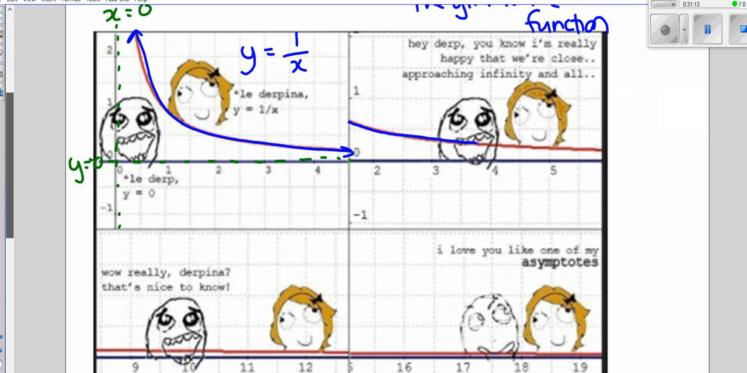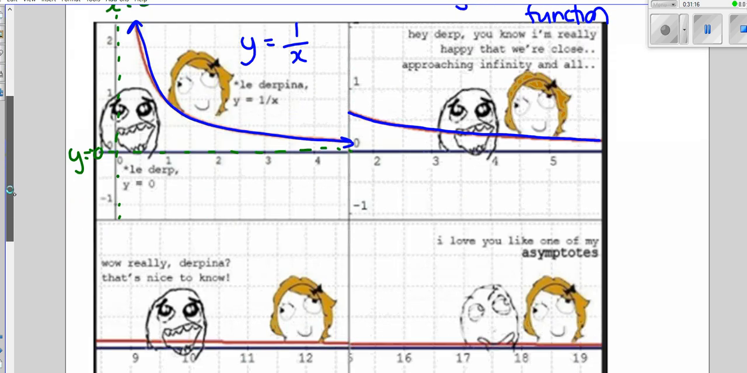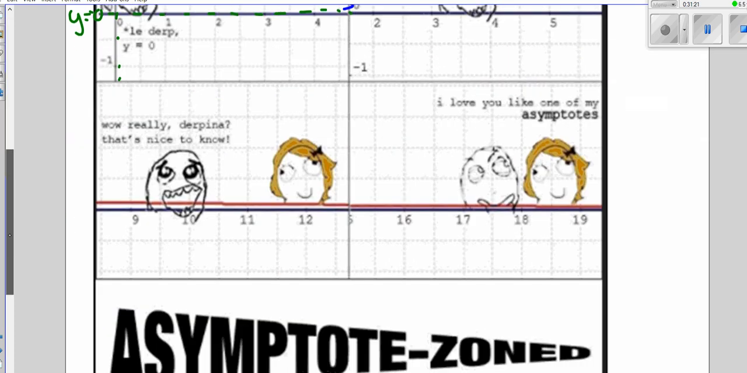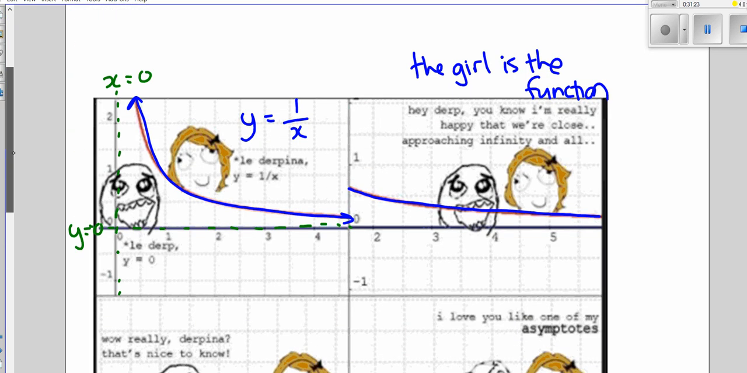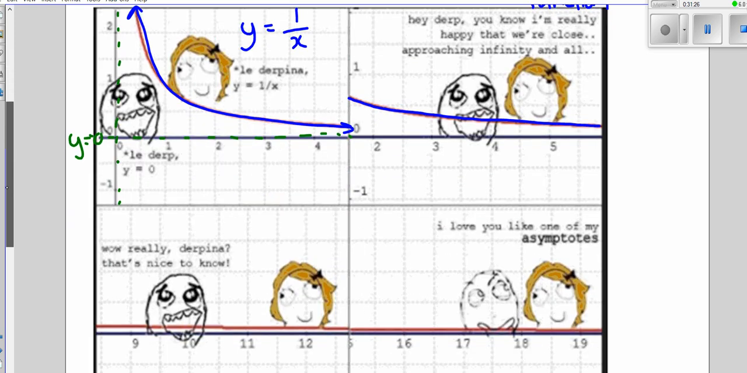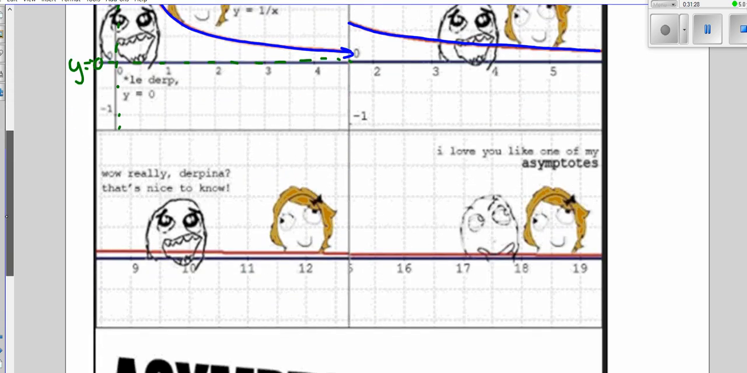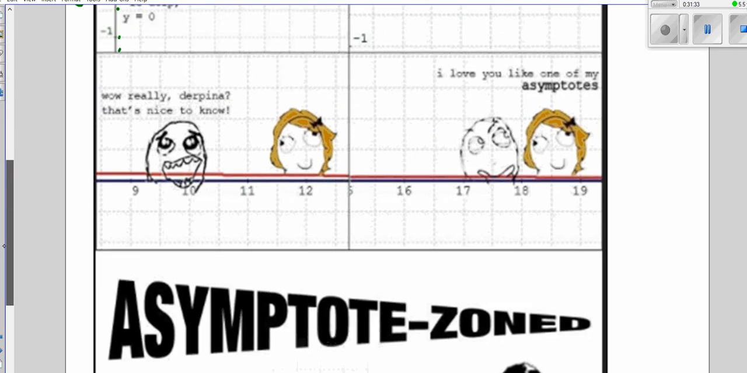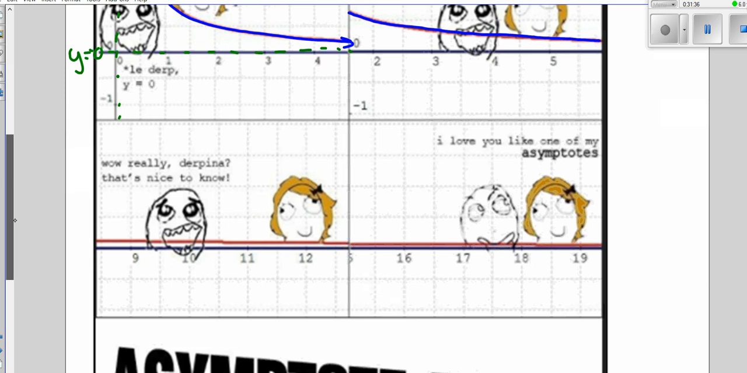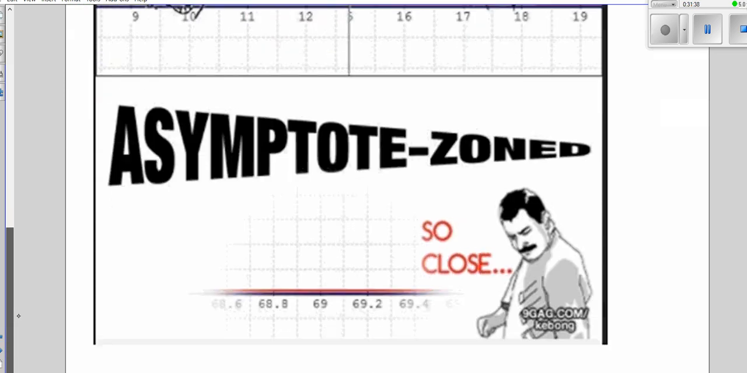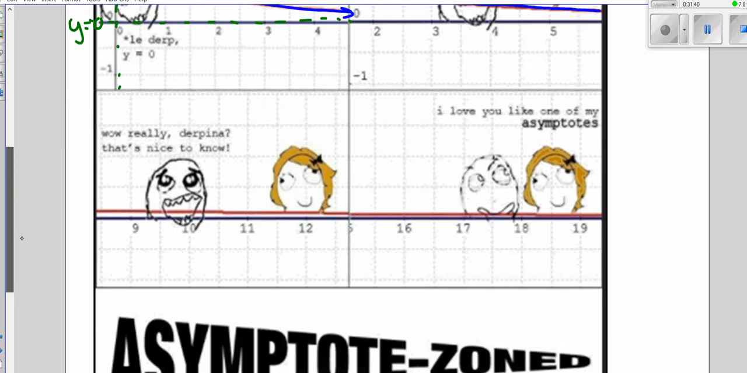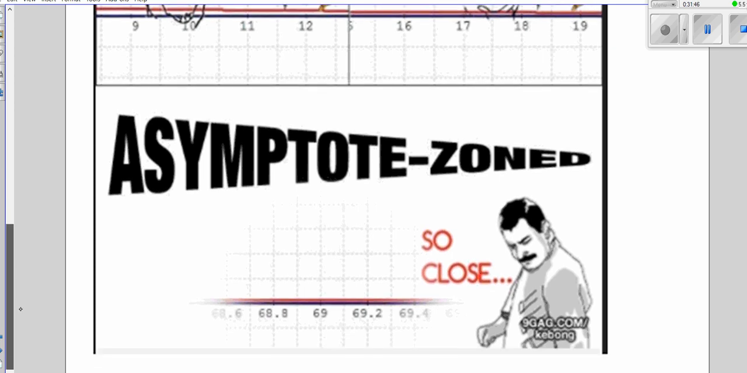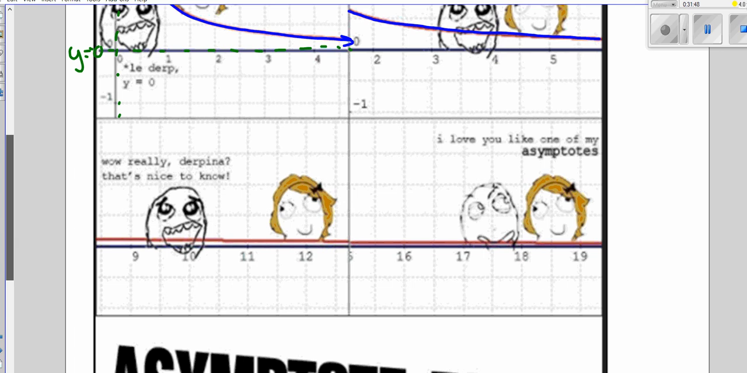And let's see. So he's saying we're getting infinitely closer. So he seems to be, you could call him maybe the x-axis, or you can call him the horizontal asymptote. I love you like one of my asymptotes, she's saying. So, meaning that they get closer and closer, but she's never going to get that close to him. She just gets closer to him, but not that close that she will fancy him. So instead of being friendship zone, he's being asymptote zone. That's why they're saying so close. So if you want, you can call the guy the asymptote if you want.